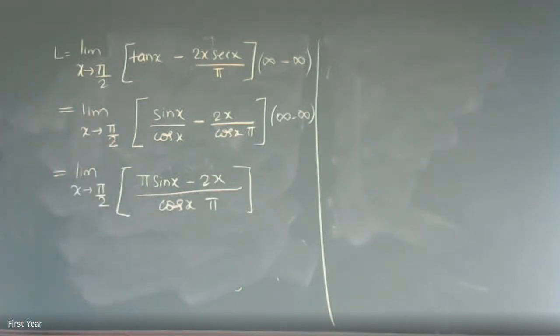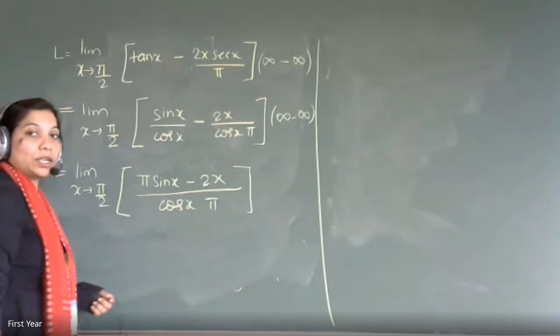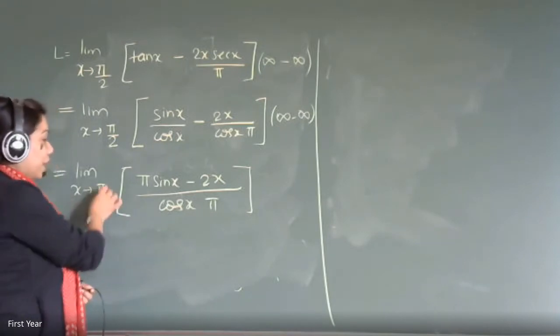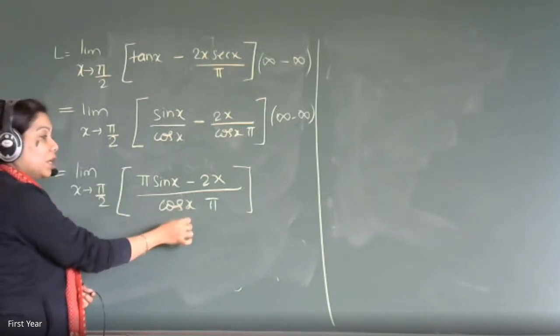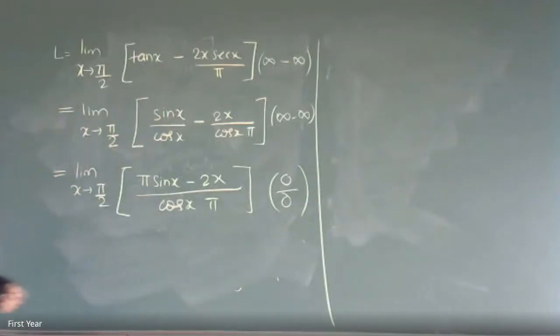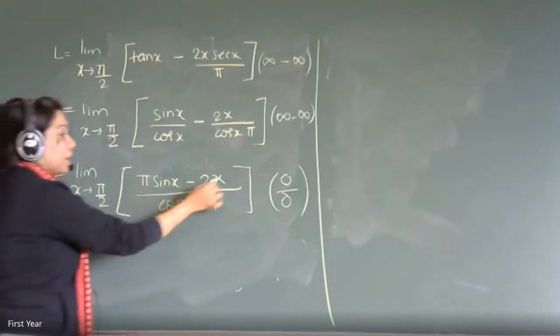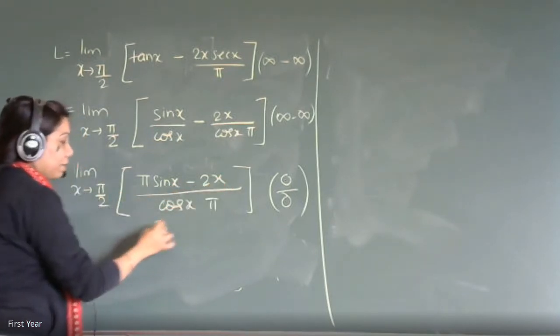Now check what is the form. Everyone? Yes. Answer is 2 by 1. Very good. Quickly. So pi sin x minus 2x upon cos x pi, which is the form? Put x is equal to pi by 2. Cos pi by 2 is 0. So denominator is becoming 0. Numerator 0. So 0 upon 0. Very good. Because sine of pi by 2 is 1, that means pi minus 2 by pi. If you want, you can write it there.